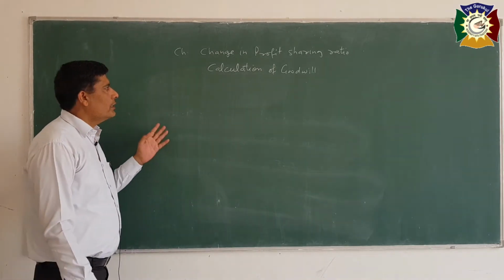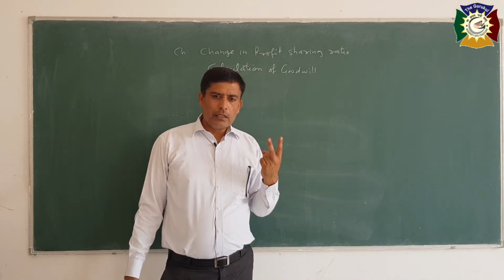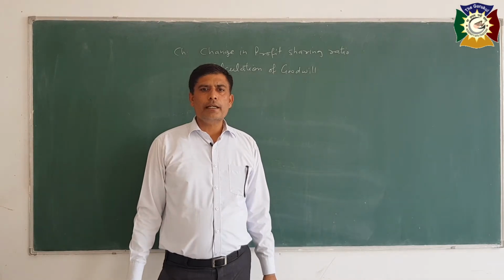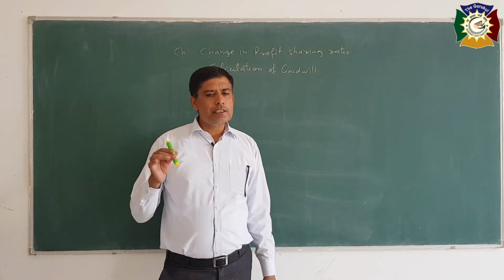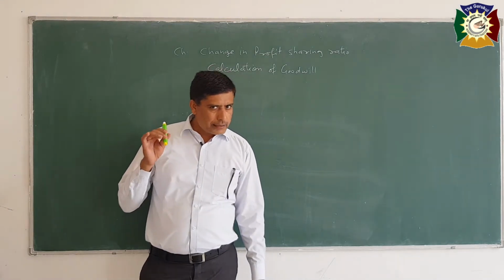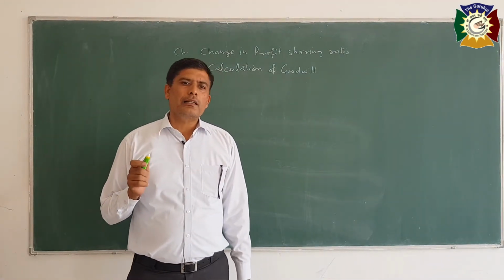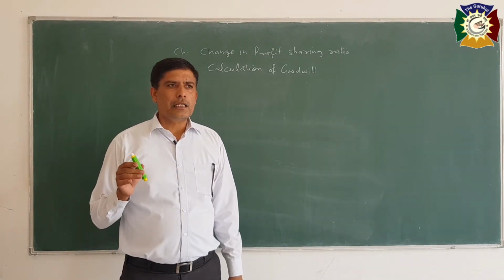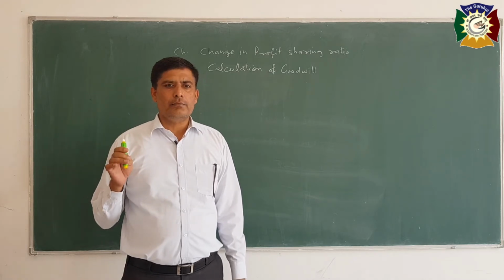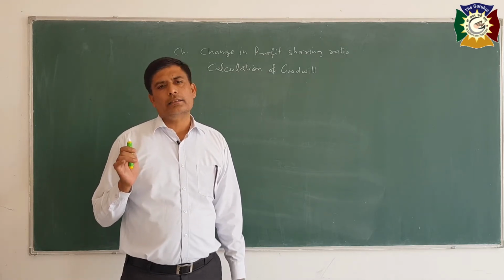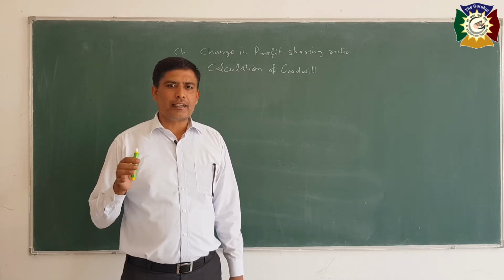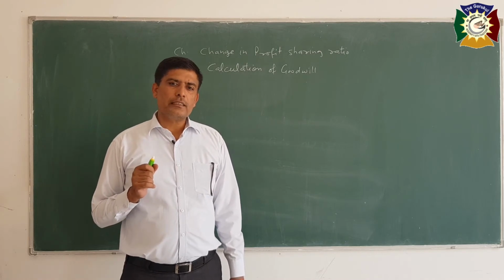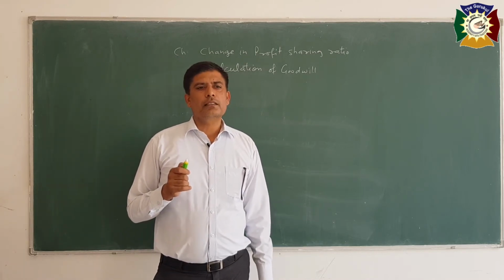And goodwill may be divided in two categories. One is purchased goodwill, second is self-acquired goodwill. What is purchased goodwill? When a well-established business is purchased, the excess amount paid to the seller will be treated as purchased goodwill. For example, a new business is purchased and the total value of net assets, meaning assets minus liabilities, is rupees 10 lakh, and it is purchased for rupees 12 lakh, then the 2 lakh extra paid will be treated as purchased goodwill.